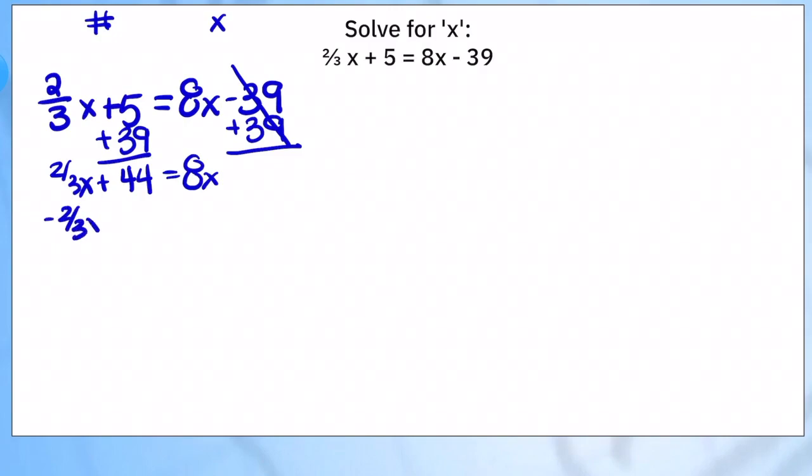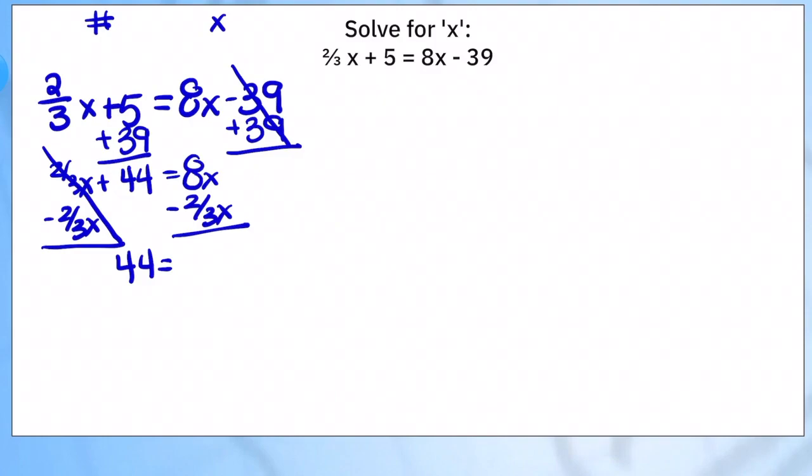Minus 2/3 x on both sides. And this is where the spiciness actually starts to come out, because we have to subtract with a fraction. So don't fret. Just don't worry about the feeling part. Just think, how would I subtract this number?